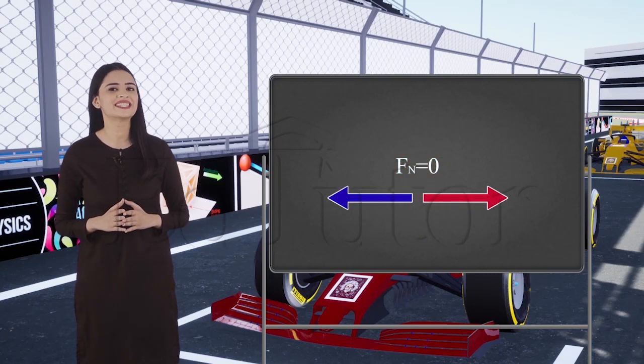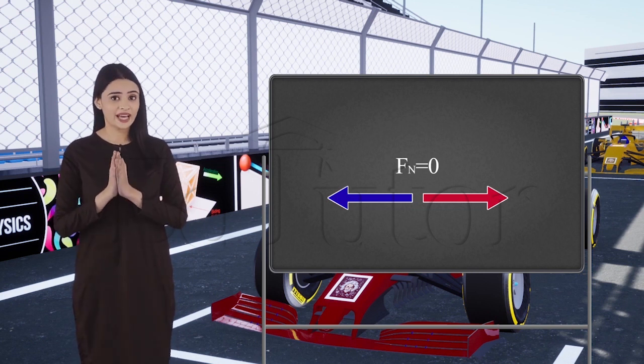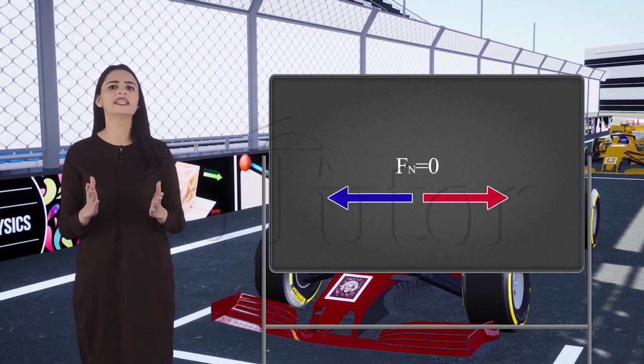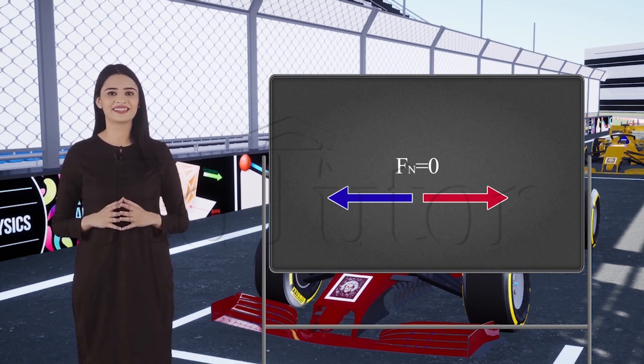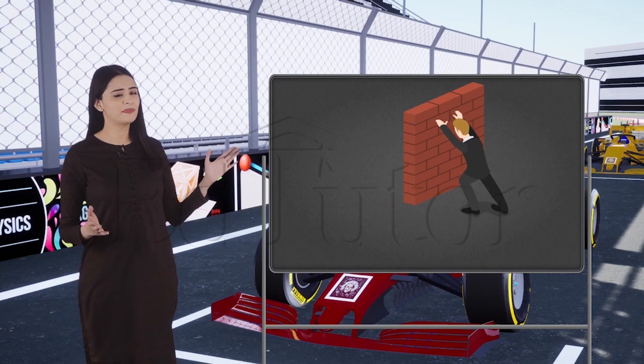Can you think of a reason? Well, that is because the forces are balanced and net force in this case becomes 0. Here is a man applying a force.